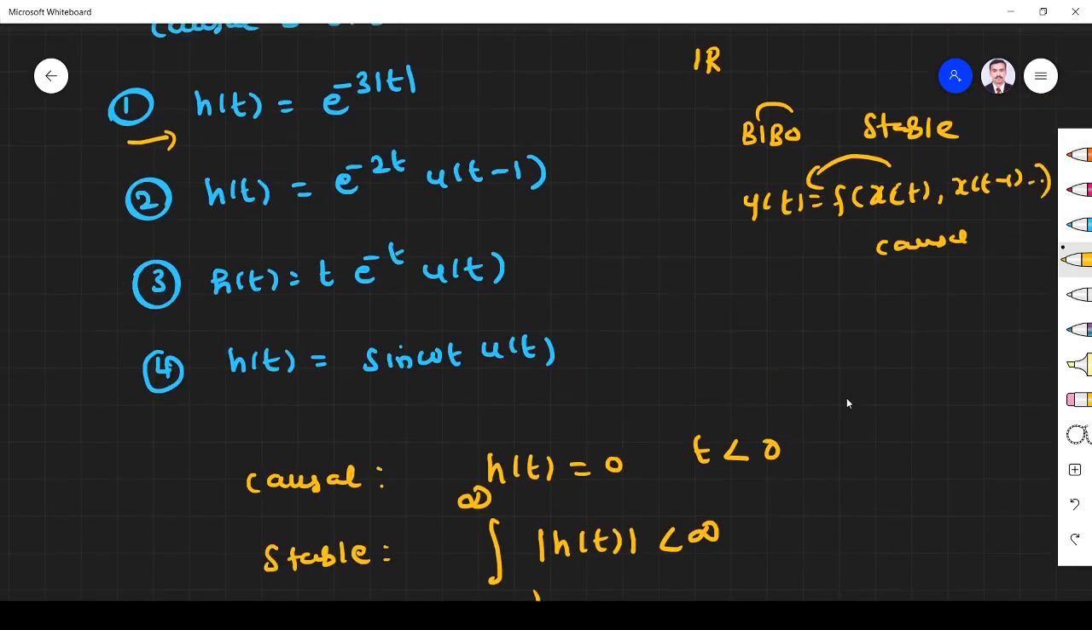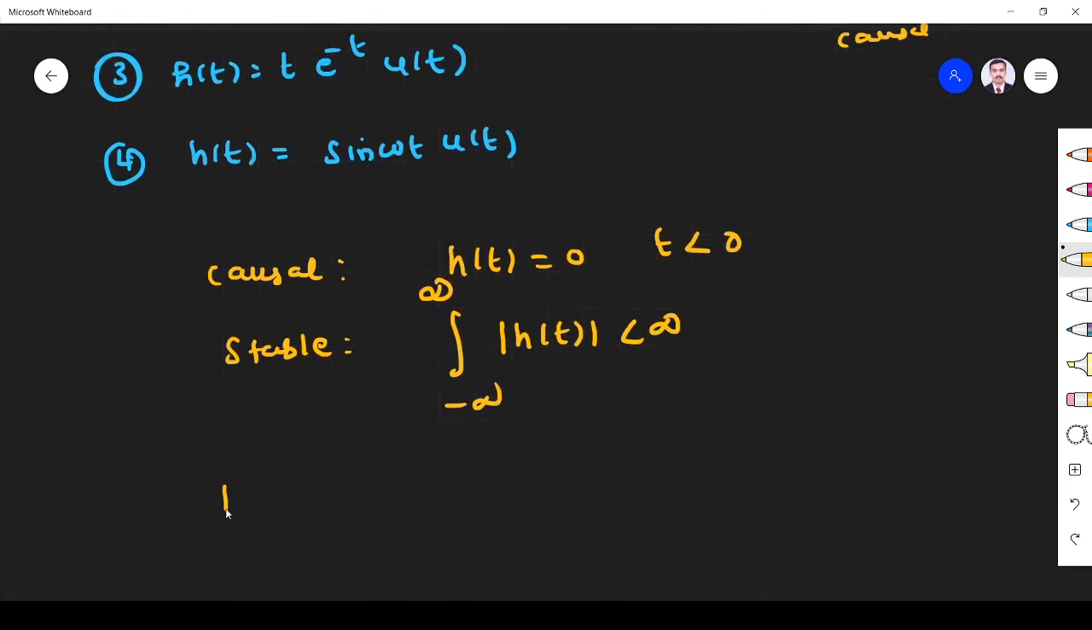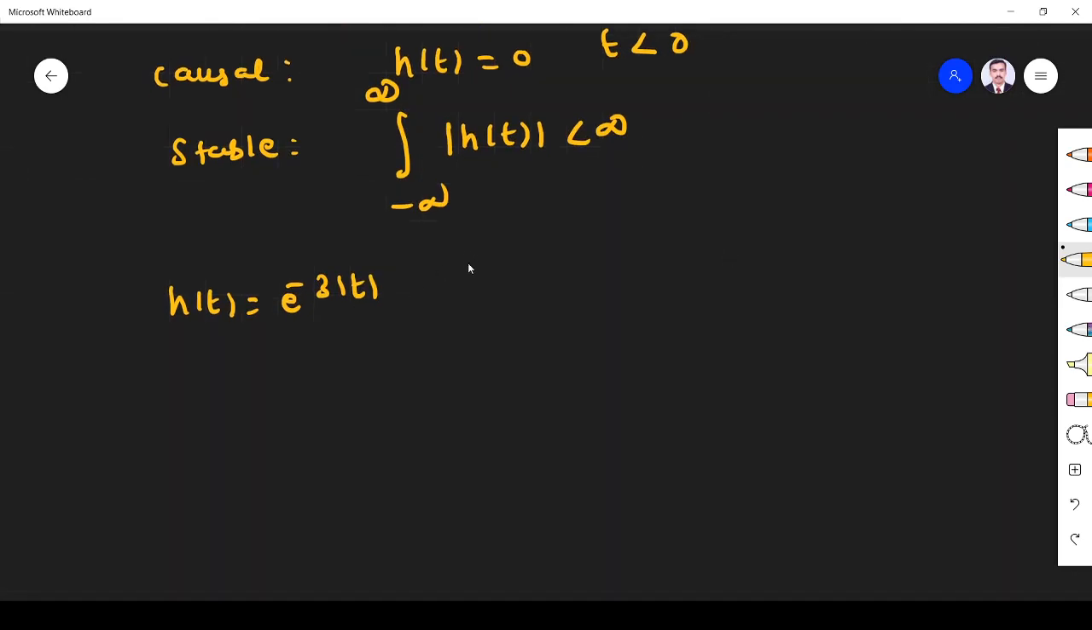Okay, let us see. First problem: h of t is equal to e power minus 3t. How can we solve? First we check whether it is causal, whether this is existing for t less than 0. For t positive, the impulse response is e power minus 3t.